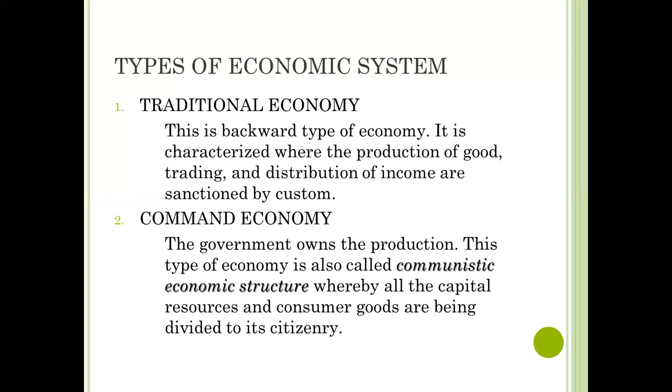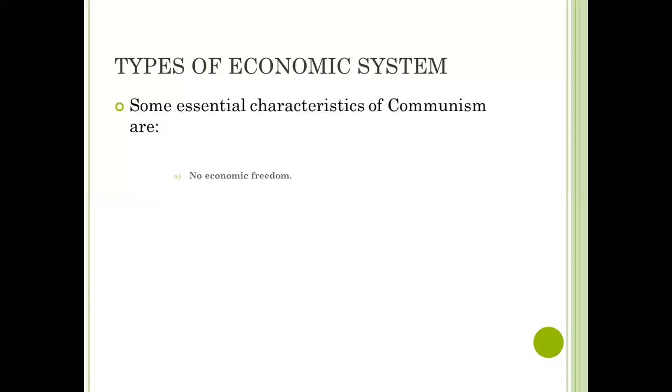Okay, so in communism, there are some essential characteristics. For communism, of course, there is no economic freedom. So you cannot choose to get rich. Why? Because everything has a fair share. You could not just put up your business because the government will take care of it. They will control your business. They will control everything, and no one is allowed to just lie down all day. Everybody has to work in order to eat.